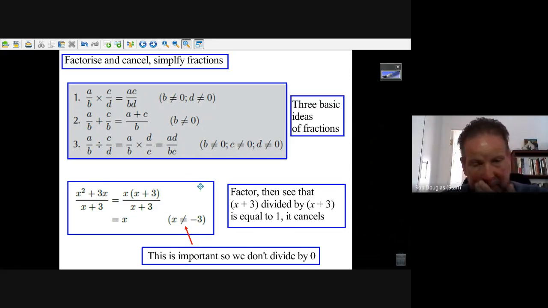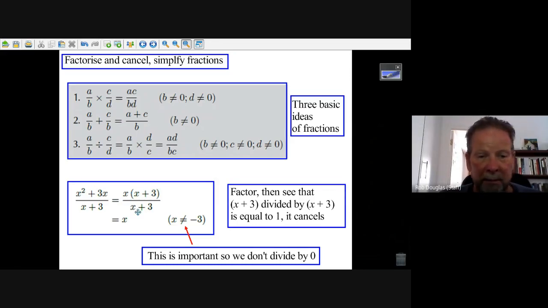So let's look at some examples of how we're going to simplify algebraic fractions by factoring on the top and then canceling. X squared plus 3x. Well, x goes into both of these, so you write it down once in front. X times x is x squared. X times 3 is 3x.